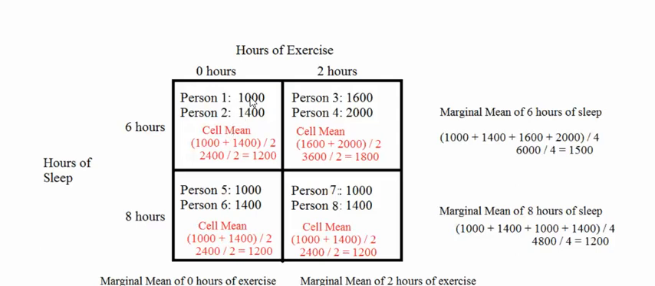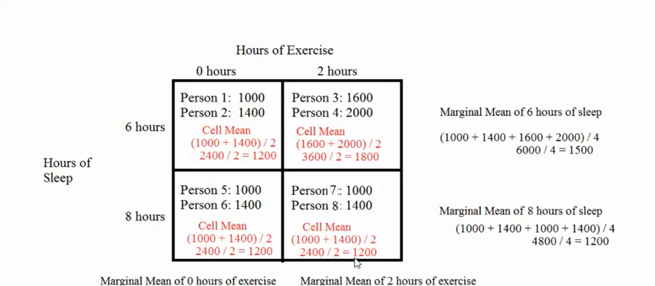So if you add these two numbers in the first box and divide by 2, you get the mean of person 1 and person 2, and it's a cell mean. It's 1200, the mean of cell 1. If you calculate the mean of persons 3 and 4 by adding and dividing by 2, you get 1800, and it's the mean of cell 2. Here we have the mean of cell 3, and here we have the mean of cell 4.